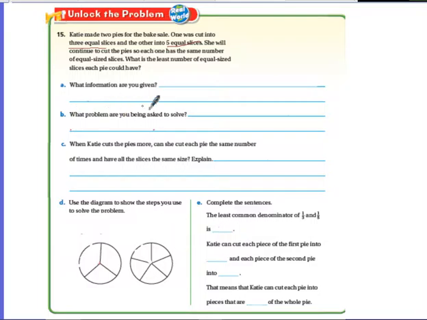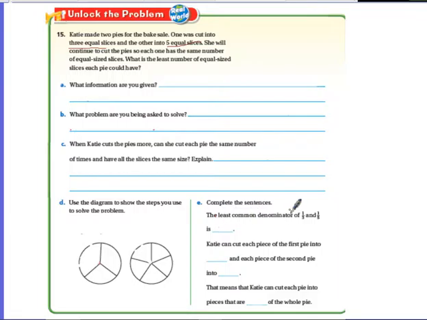What problem are you being asked to solve? How can we make these be cut into equal size pieces is what we want to know. When Katie cuts the pies more, she can cut each pie the same number of times and have the slices the same size. Well, she can't, because if she cuts this one as many times as she cuts this one, this one will still have more.